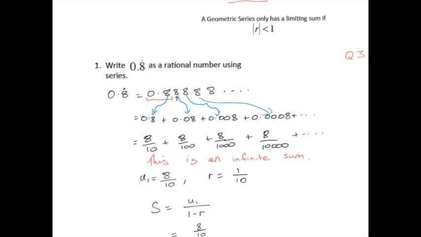I want to highlight something. Using series. Now, some of you may know 0.8 recurring is 8 on 9, but they've told you to use series, therefore you have to show this. You can't just write 8 on 9. You may not get any marks at all because you're not using the method they're telling you to use. So I just want to point that out.